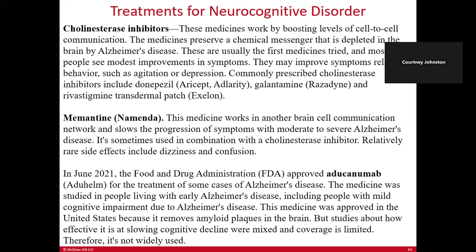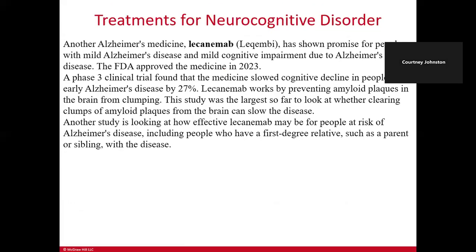But there are treatments being studied internationally that do have some very positive potential in the treatment of Alzheimer's as well. Also, Leqembi has shown promise for people with mild Alzheimer's and mild cognitive impairment, and this was approved in 2023. A phase 3 clinical trial found that cognitive decline in those with early Alzheimer's decreased by 27%. It works by preventing these plaques from clumping, so it's like an anti-clumping treatment. It was the largest so far to look at whether clearing clumps of amyloid plaques from the brain can slow the disease, which we can see that it does.